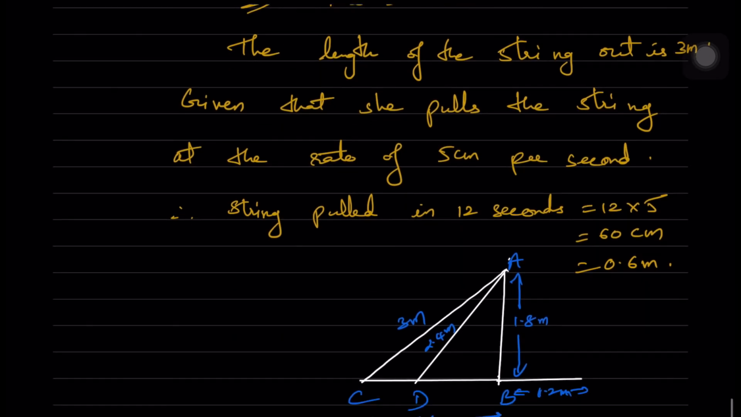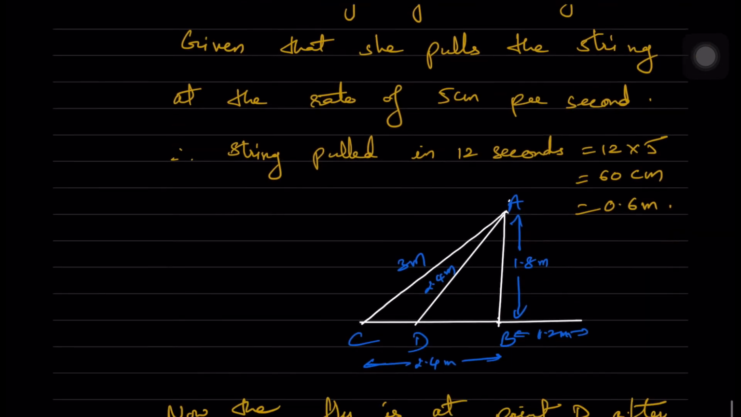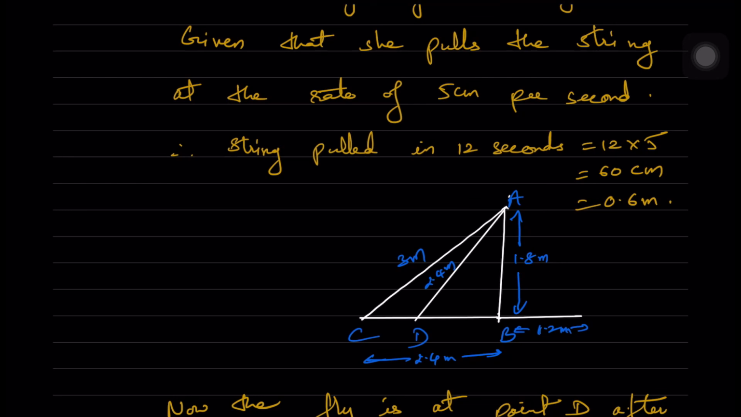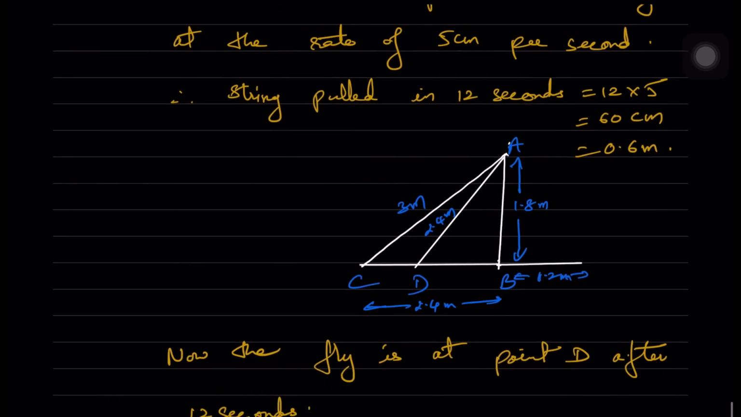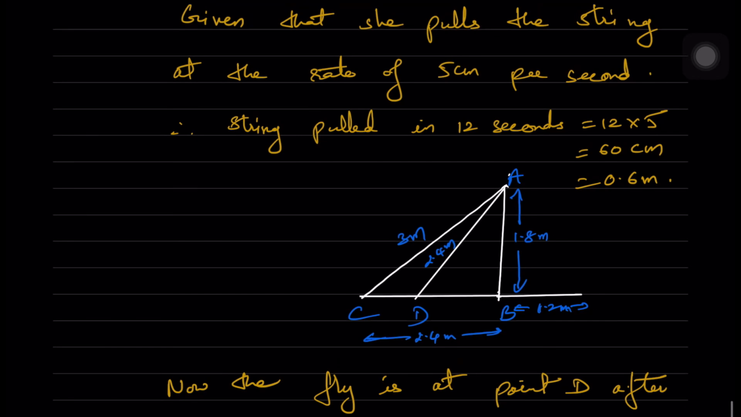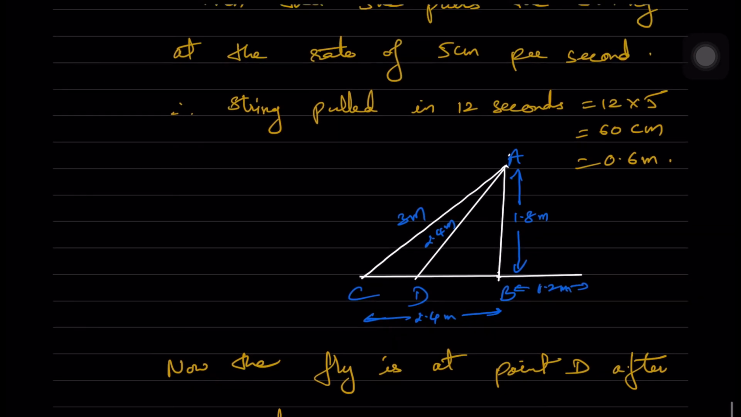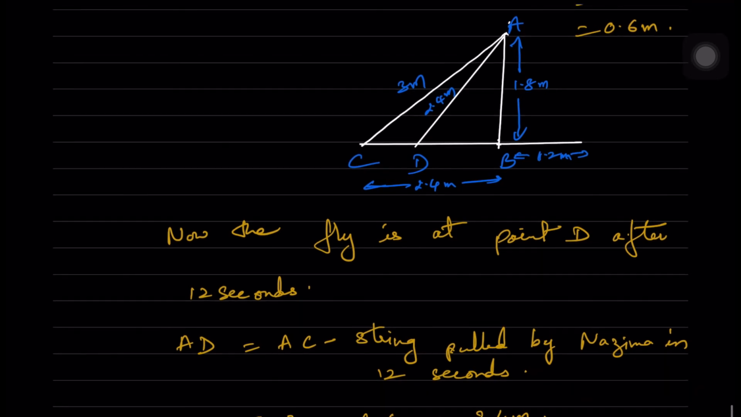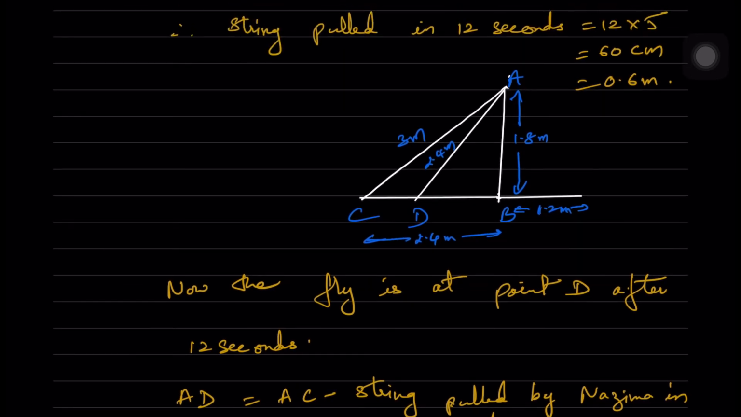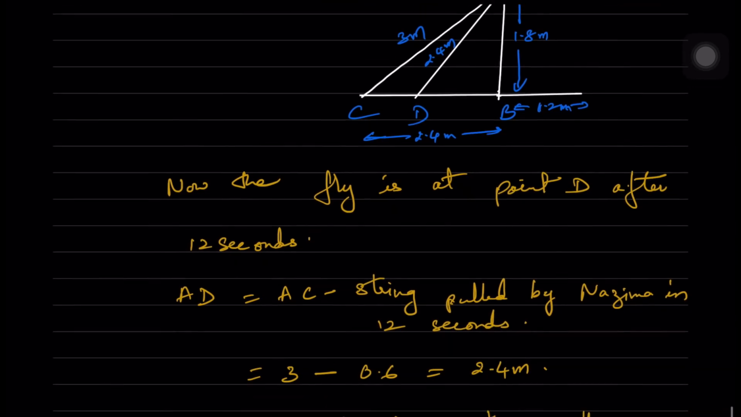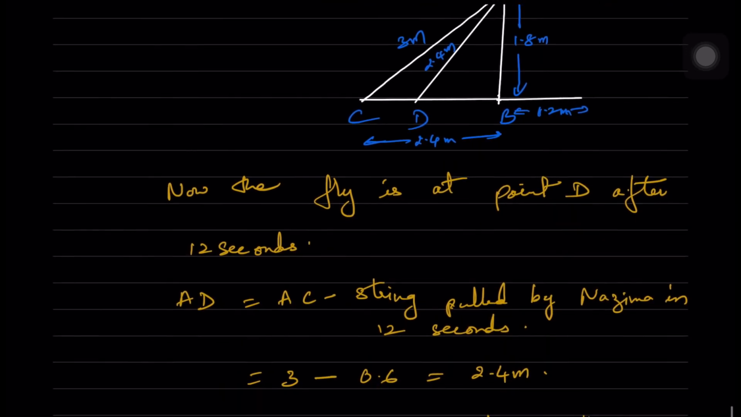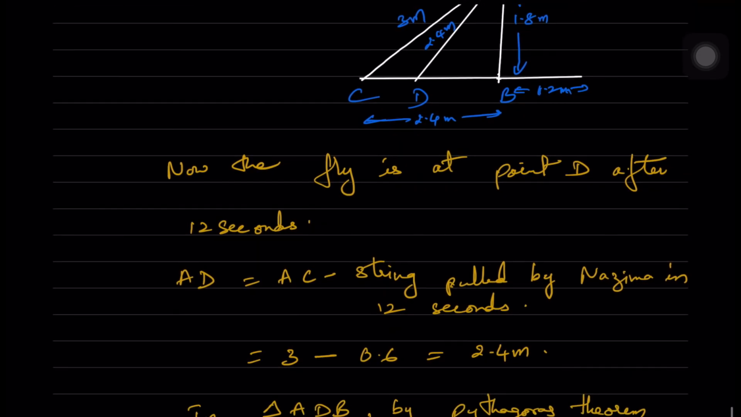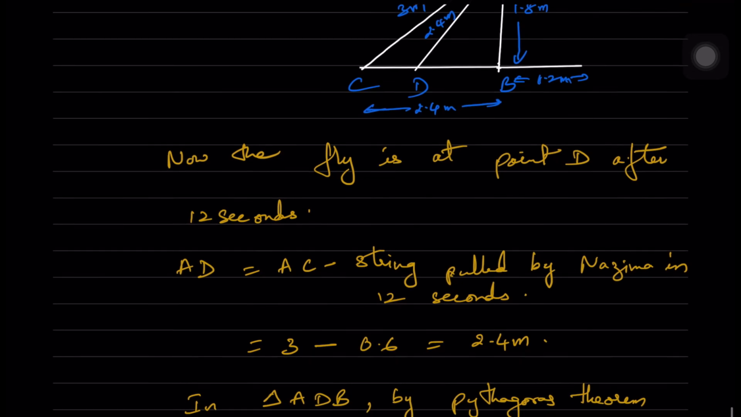Given that she pulls the string at the rate of 5 centimeters per second, the string pulled in 12 seconds is 12 into 5, which is equal to 60 centimeters, which is equal to 0.6 meters. Suppose that after pulling it in 12 seconds, the position of the string is at point D. So now the fly is at point D after 12 seconds. Therefore AD is equal to AC minus the string pulled by Nazima in 12 seconds. That is 3 minus 0.6, which is equal to 2.4 meters.